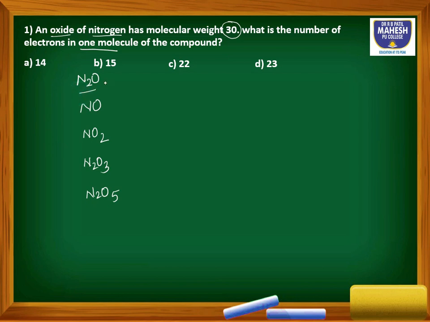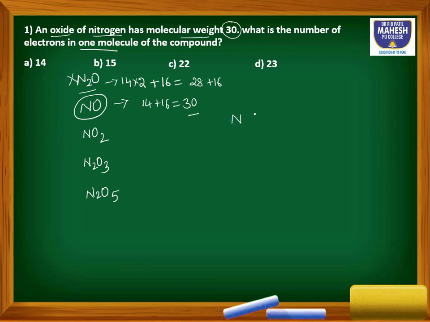See, in the case of N2O, nitrous oxide, the molecular mass is 14, that is the atomic mass of nitrogen, 2 are present, into 2 plus 16, that is the atomic mass of oxygen. So 28 plus 16 is greater than 30, hence nitrous oxide can't be the answer. Now let us see nitric oxide, NO. So 14 plus 16 is equal to 30. So the oxide of nitrogen that has a molecular weight of 30 is nitrogen monoxide.